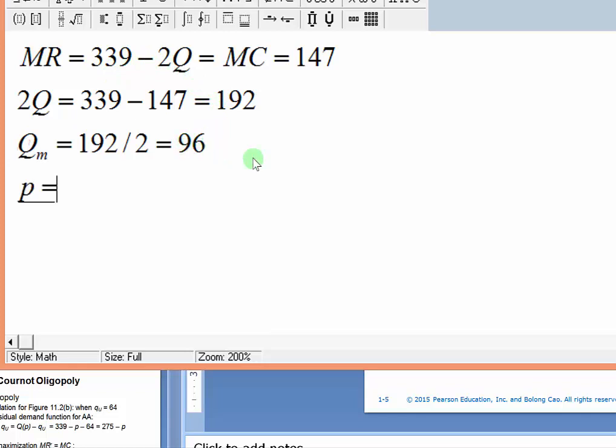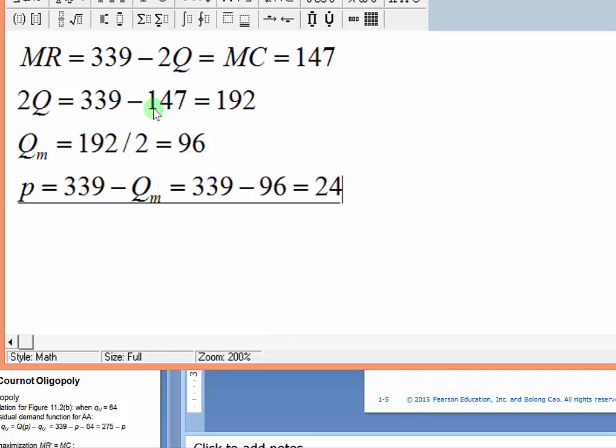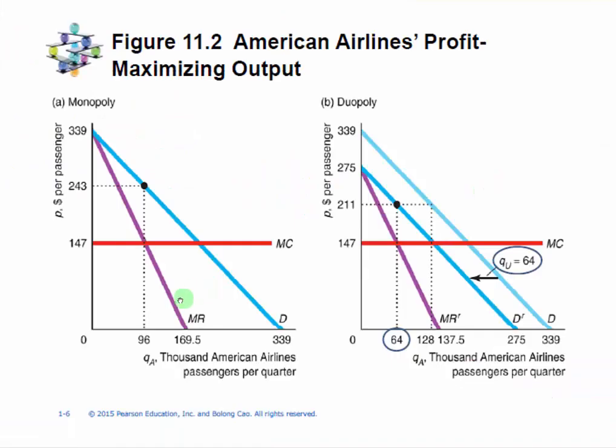So that's how we get the monopoly output quantity. Go back to the inverse demand function, P equal to 339 minus Qm, and then we have 339 minus 96, that is 243, which is the market price when this market is a monopoly market. So that's how we get 96 as the monopoly quantity and 243 as the monopoly price.